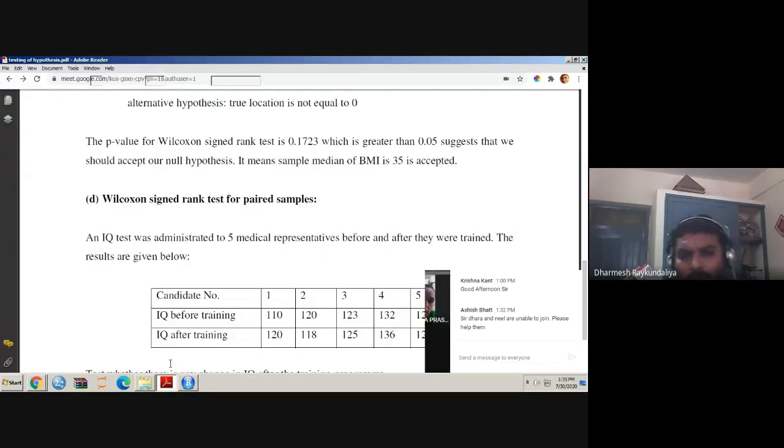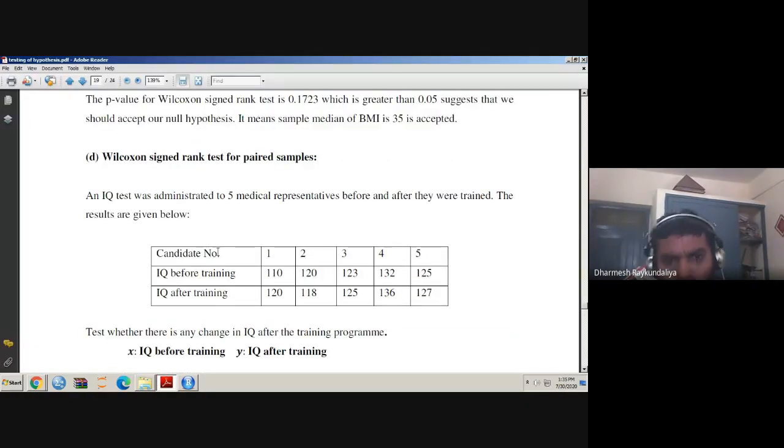Now, suppose I'm talking about the Wilcoxon signed rank test for a paired sample. Similar to the paired t-test, the Wilcoxon signed rank test for the paired sample works on before and after, pre-post data. But the data does not satisfy the basic assumption of the paired t-test, and that is why we have to apply the non-parametric test.